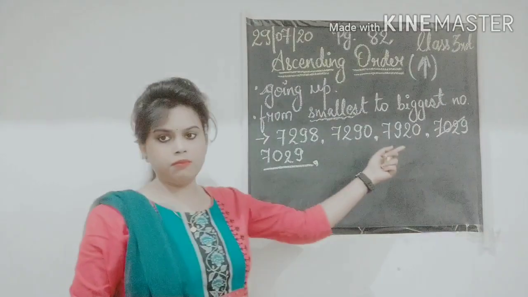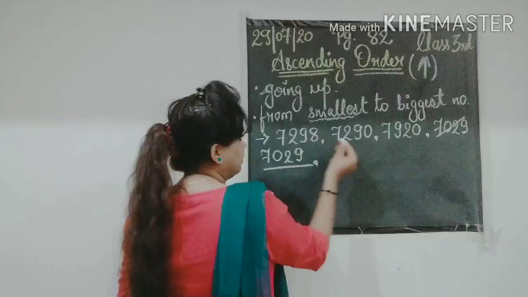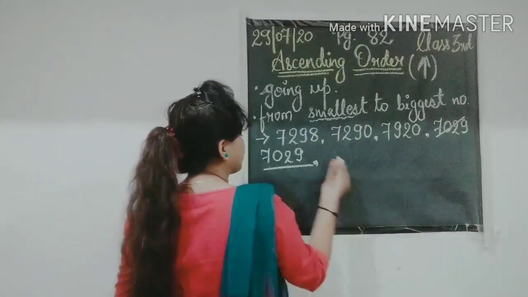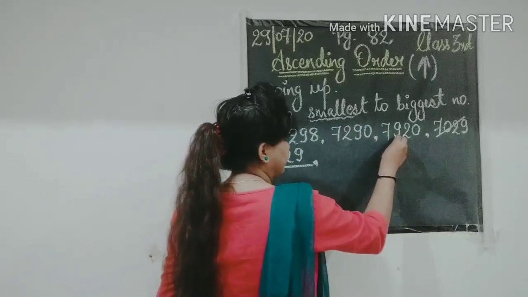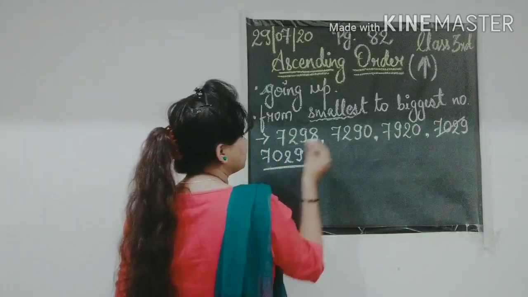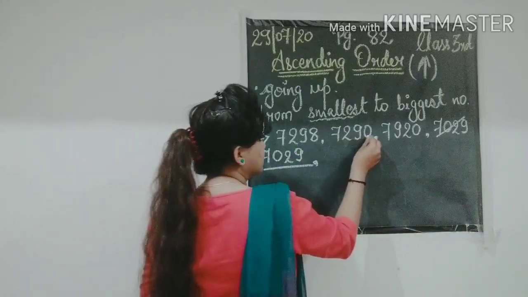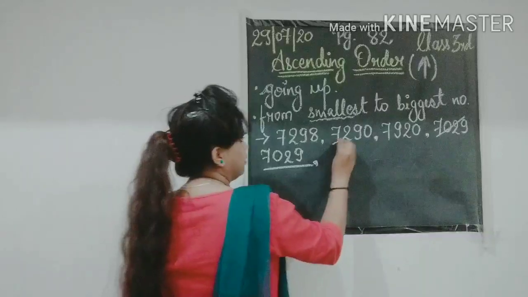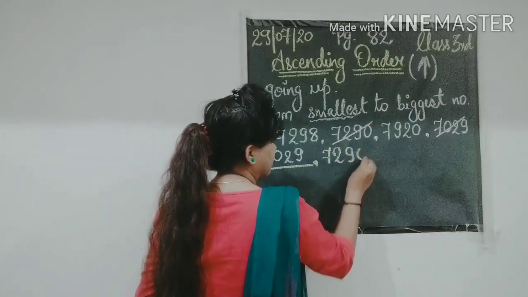Now, three more numbers left. Again compare these three numbers. 7, 7 and 7. In hundreds place, 2, 2 and 9. That means we have to compare these two numbers. Out of these two numbers, which is the smallest number? 7298 or 7290? Yes, 7290. So write this number next.